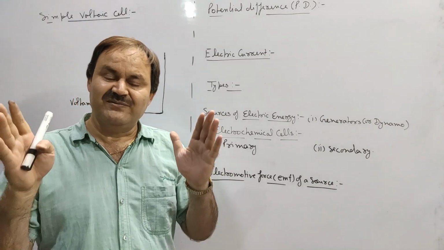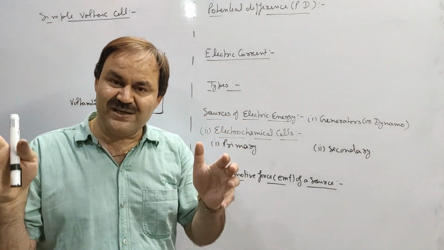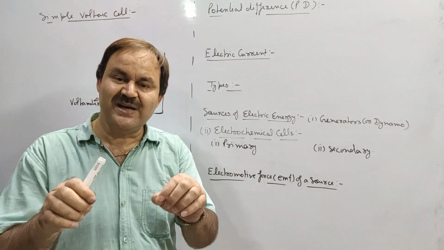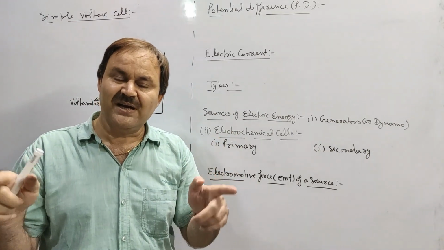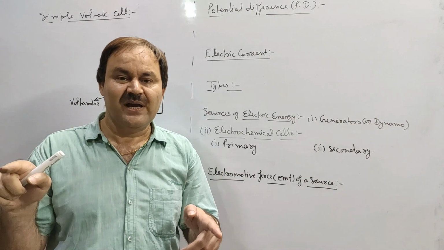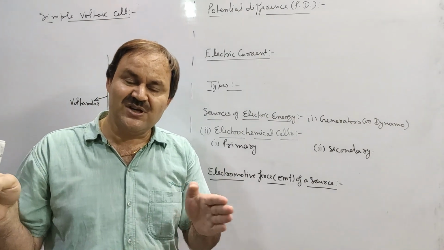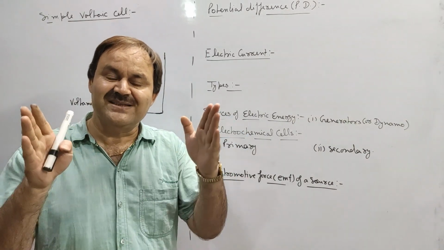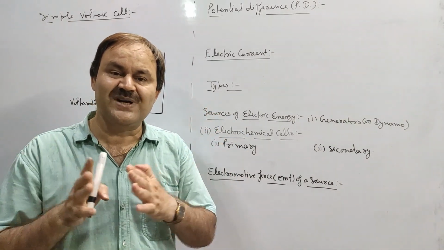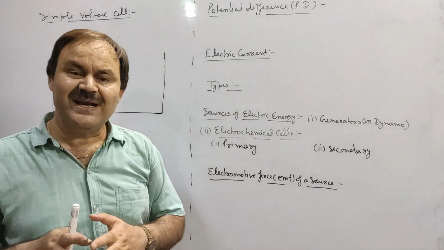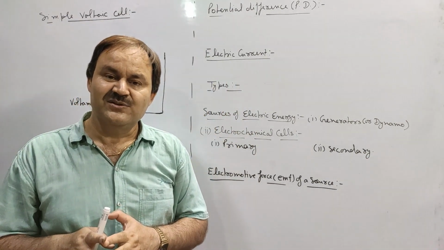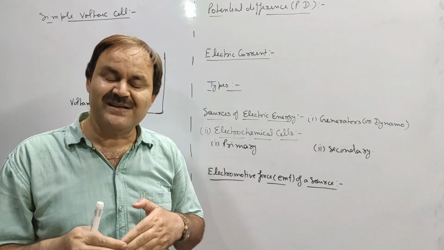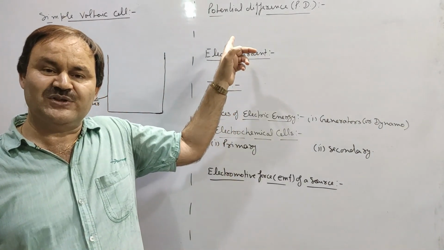It means whenever bodies at different potentials are brought either in direct contact or are connected with the help of a conducting wire, charge begins to flow between them, and this rate of flow of charge is termed as electric current. So if we come to electric current, then the cause of electric current is always a potential difference.